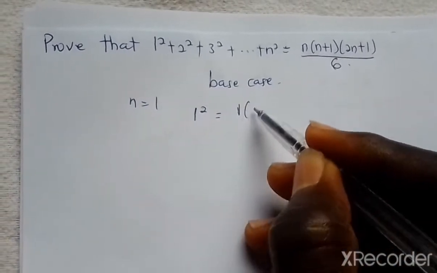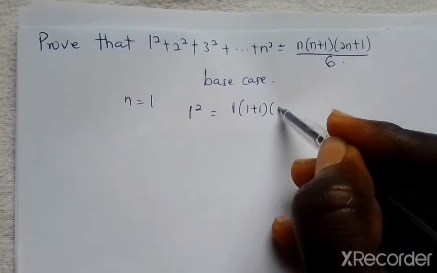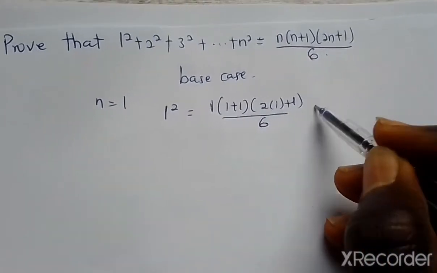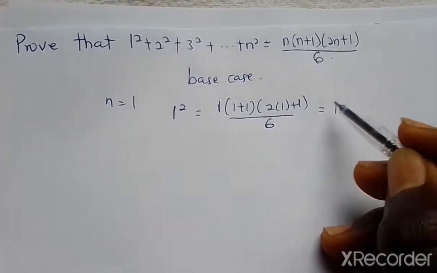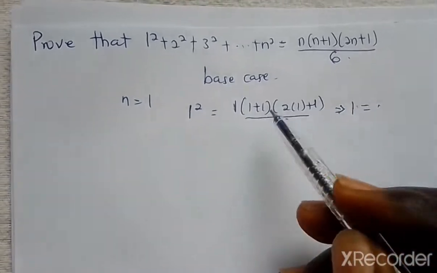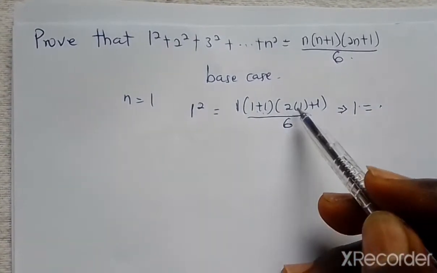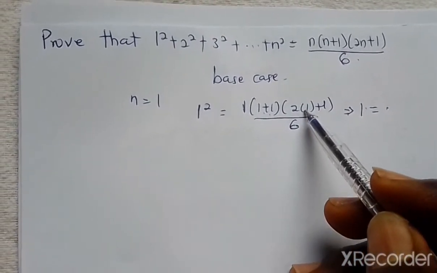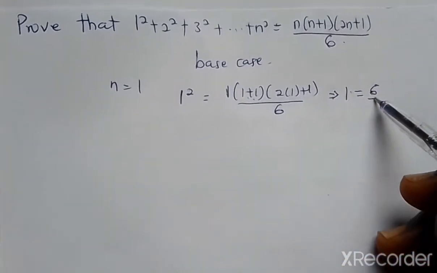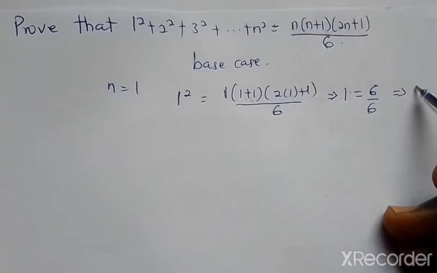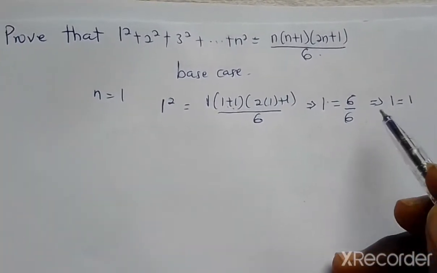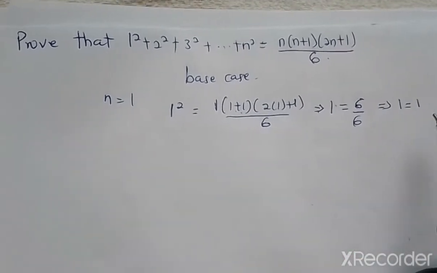So I'll have 1 multiplying 1 plus 1, 2 multiplying 1 plus 1, all over 6, and the left side will give me 1. On the right, 1 plus 1 gives me 2. 2 by 1 will be 2, plus 1 is 3. So 2 by 3 will give me 6. So I'll have 6 on 6, and I'll get 1 is equal to 1. Therefore my base case is true, since the left hand side and the right hand side are equal.